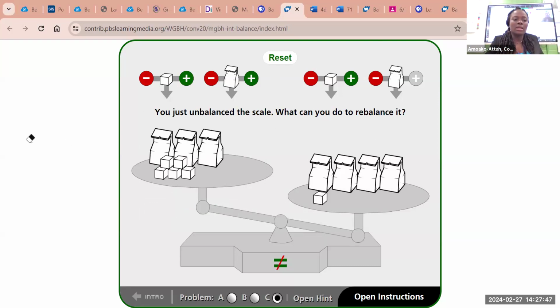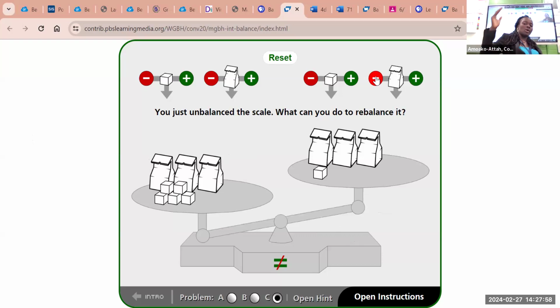Let's see again. If I take a bag from the other side, what do you think will happen? This is also going to make the scale unbalanced. So we take out a bag and it still makes it unbalanced because you have taken something out of the right-hand side and out of the left-hand side.